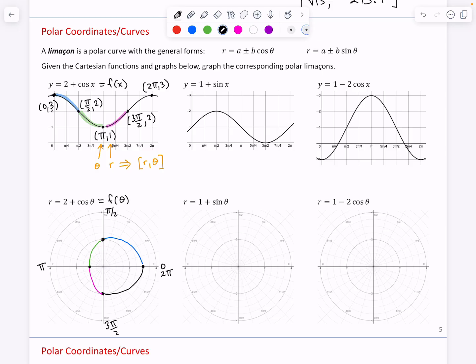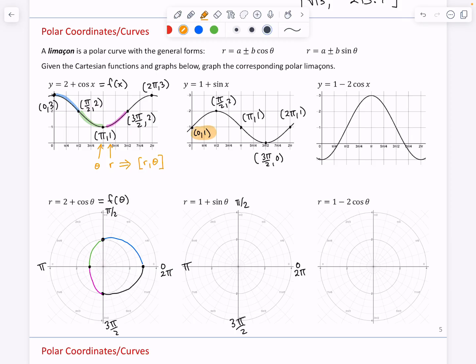Okay, let's look at our middle example next. Let's do this by hand first. Looking at the rectangular equation, y equals 1 plus sine x, that's just the sine of x graph shifted up 1. Notice it wasn't shifted up enough to be strictly above the x-axis. We do have an x-intercept right here. Some key points: 0, 1, pi halves 2, pi 1, 3 pi halves 0, and back to 1 at 2 pi. We have the same important angles.